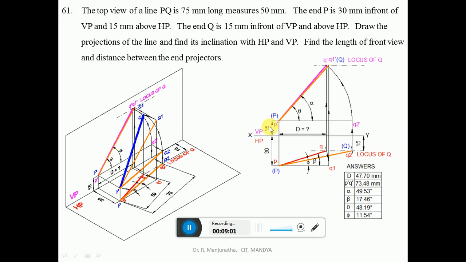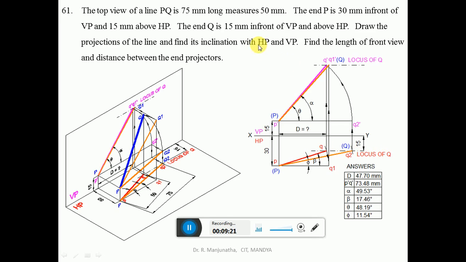Then show the dimensions of 15 and 30. Then NQ is 15 mm in front of VP. So in front of VP is seen in HP. So HP is below the XY line. From the XY line, you measure 15 mm and draw a horizontal dash-dot line, which is going to be the locus of Q in the top view.